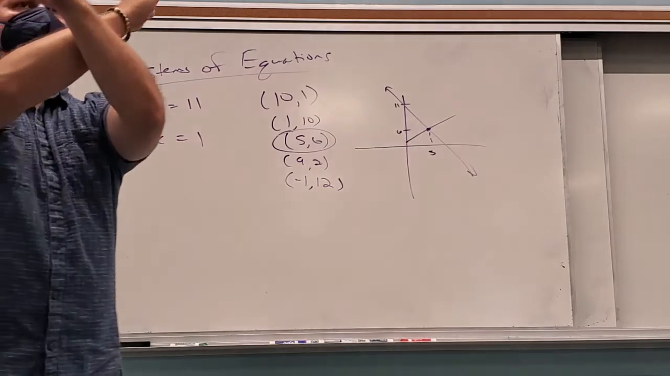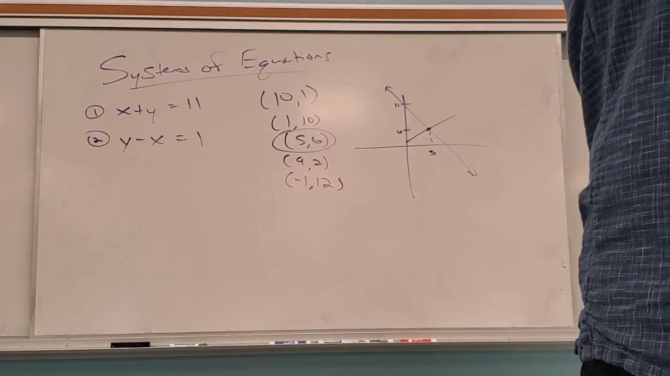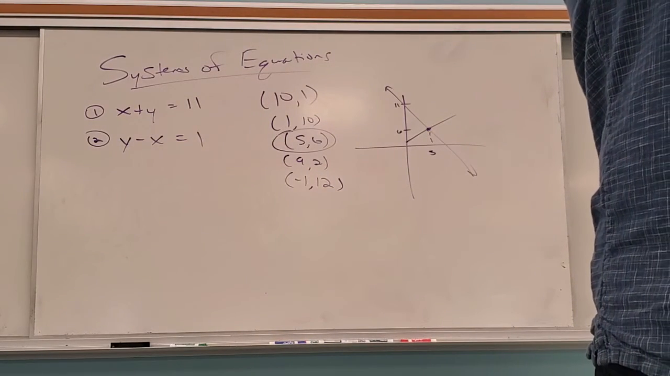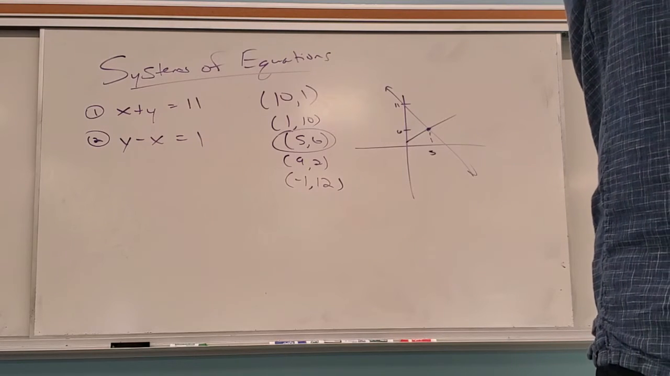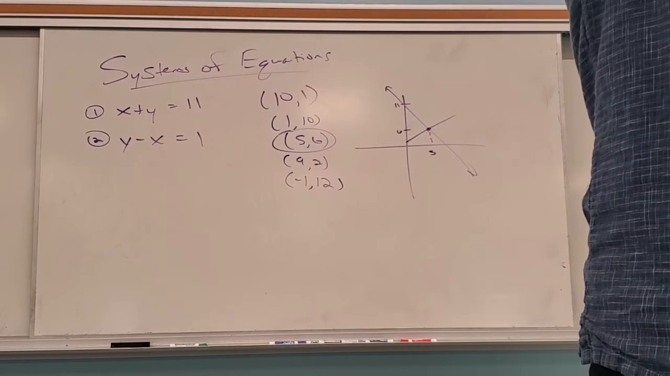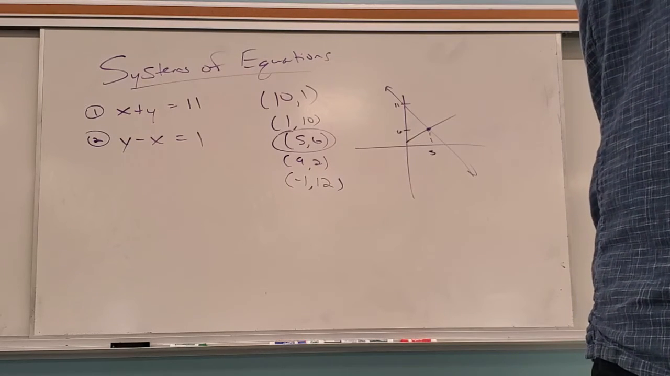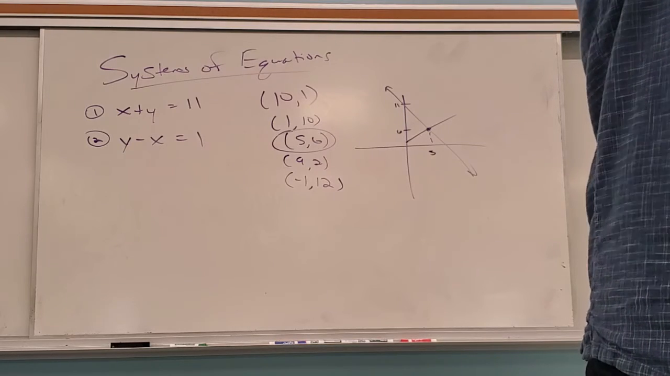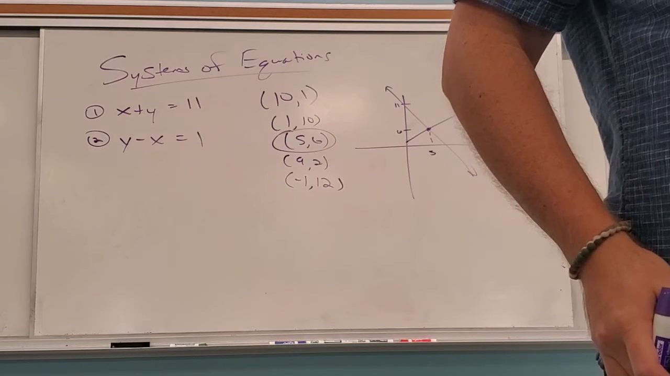Does every two lines have to meet? What kind of lines wouldn't meet? Parallel lines. If I have two parallel lines, there's no answer. Could there be infinite answers? Yes. What if I gave you two of the same line? Where do they meet? Everywhere. So there's an infinite number of answers then. Okay, maybe.